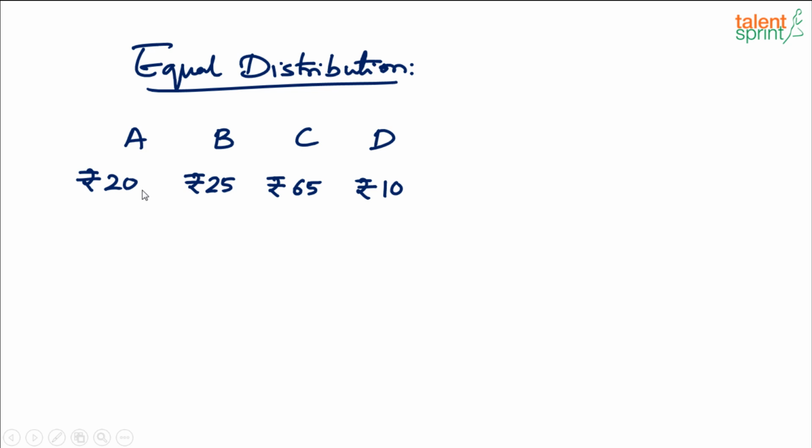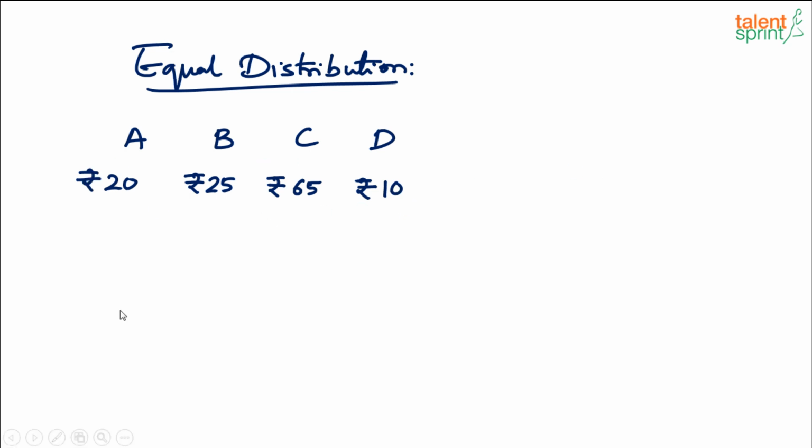What is the average amount that these people have got? How do we calculate? I have told you, average is what? You collect from all the persons and then distribute it equally. So find out the total of all the values and then divide it equally among all the persons in the group. So find out what is the total. 20 plus 25 is 45. 45 and 65 is 110. 110 and 10 is 120. So 120 is the total in the group.